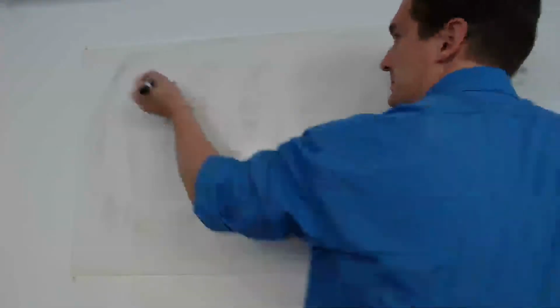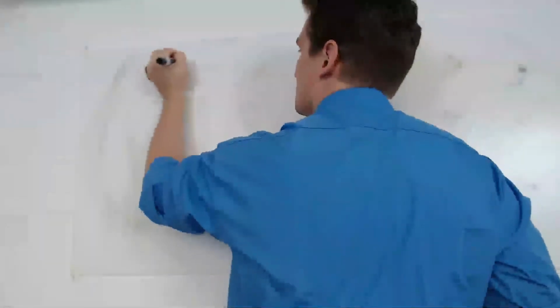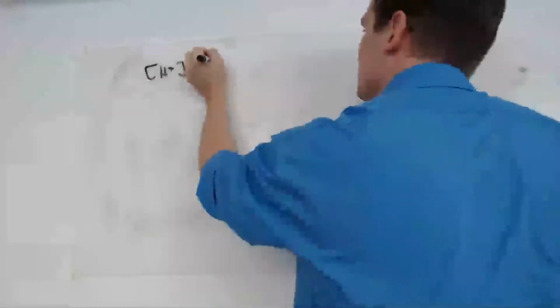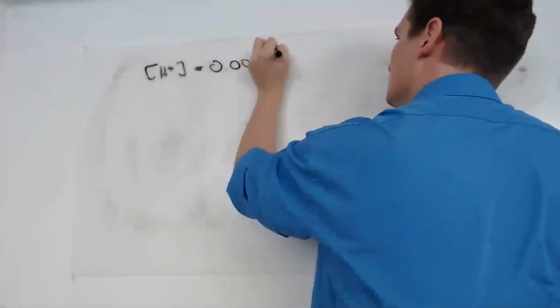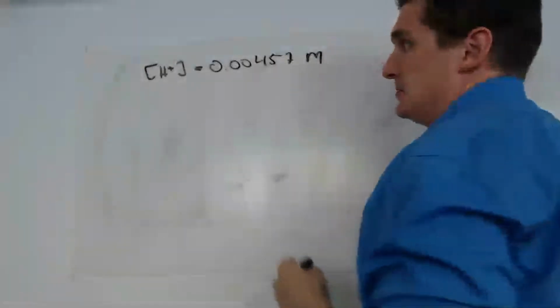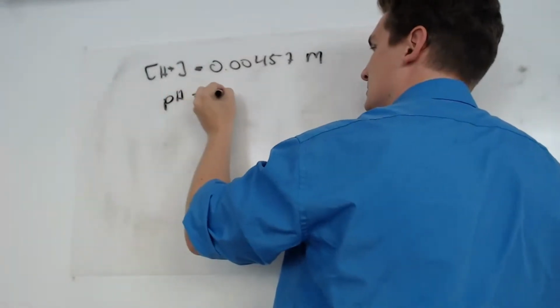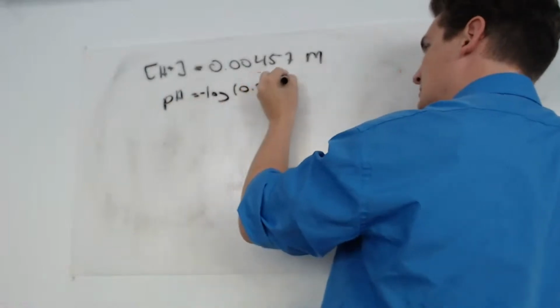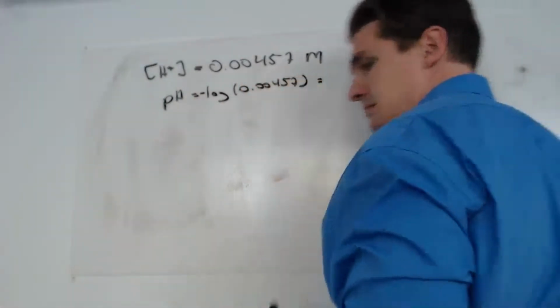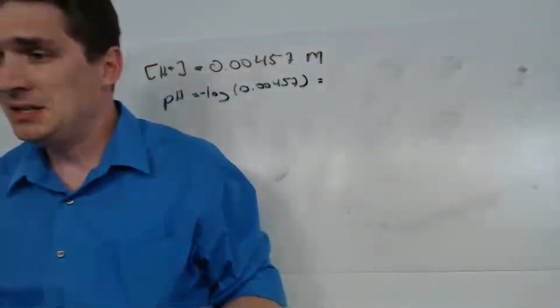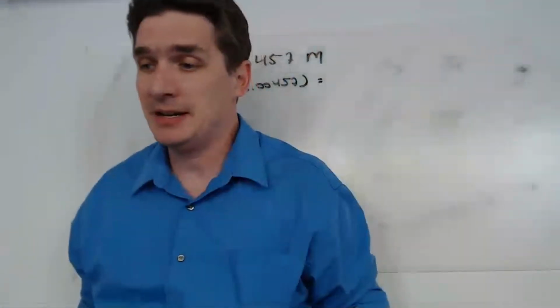So the problem starting pH at the concentration of H+ is just 0.00457. So to figure out the pH, we just take the negative log of that number. And that's it. You just plug into your calculator and you will get a number back out.